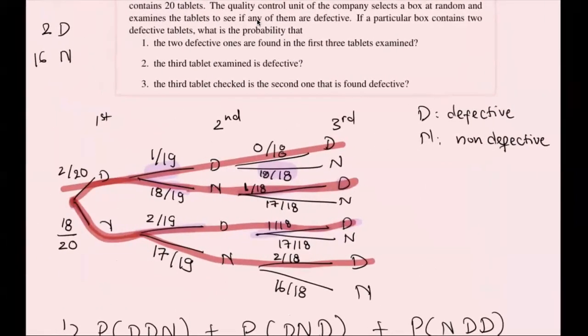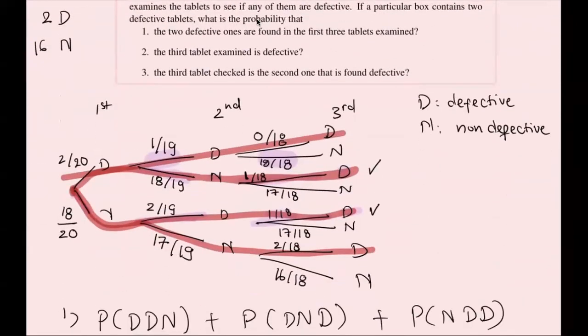The third one is we want to know the probability that the third tablet is the second one found defective. You will see that is the path here because we already have one defective before the third one. And then the path here because you have a defective here. And then the third one would be the second one that is defective. So the probability of this path is 2/20, 18/19, 1/18.